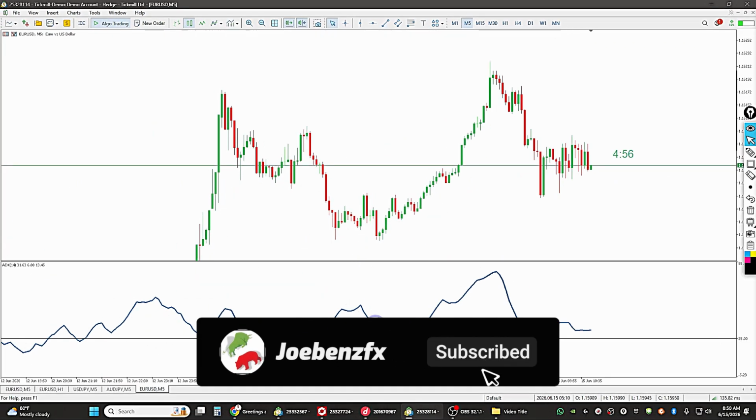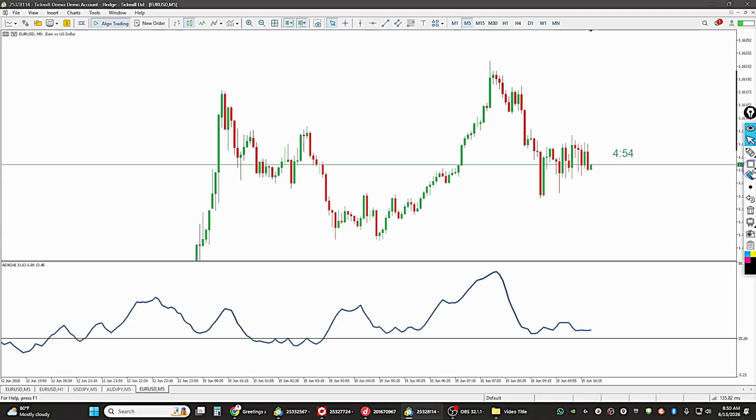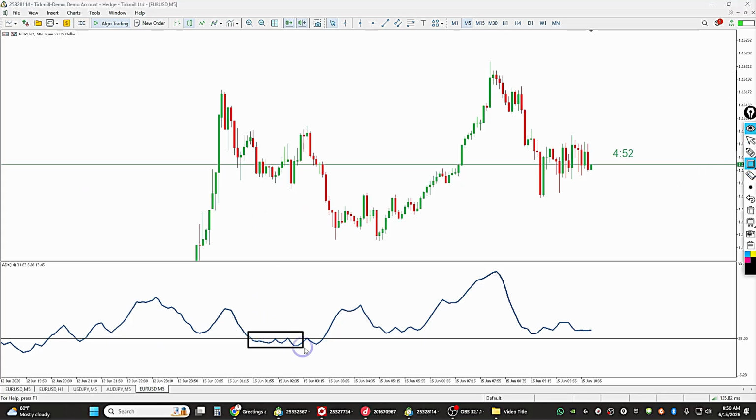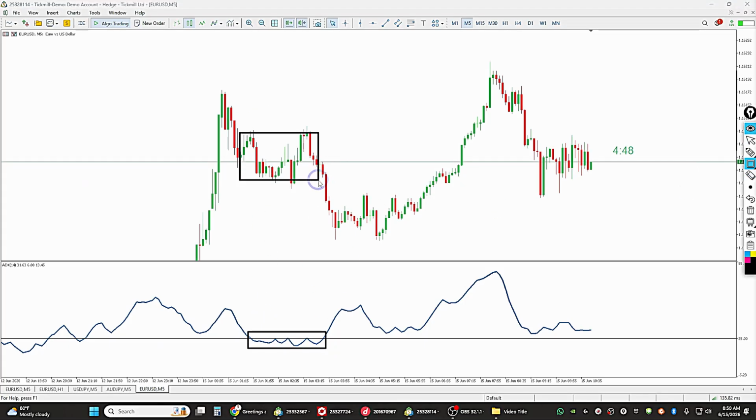So now if you see what is happening here, we have a problem here. If the ADX line goes below 25, that is consolidation in the market. Believe me, this is exactly how this indicator is interpreted.